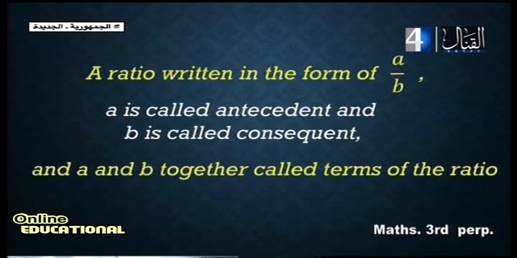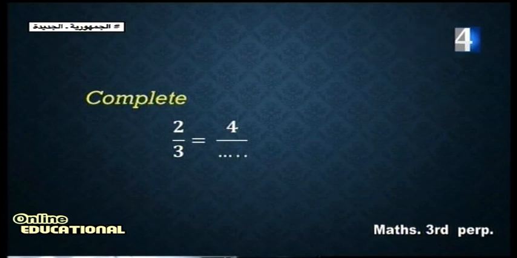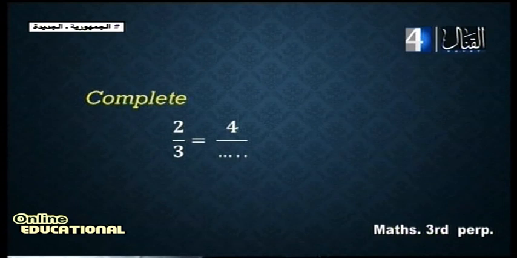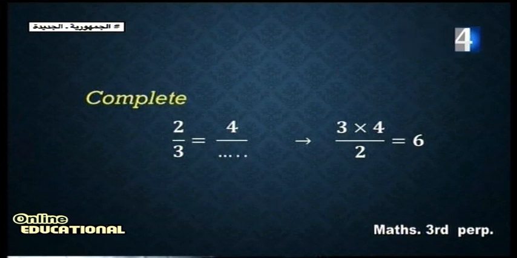Then let us complete this statement. 2/3 equals 4 over what? You are going to notice that the numerator, or the antecedent, 2 becomes 4. For 2 to become 4, it is multiplied by 2. So we are also going to multiply the consequent by 2 to give a result of 6. Or by making cross multiplication, it is 3 times 4 over 2, which gives a result of 6.